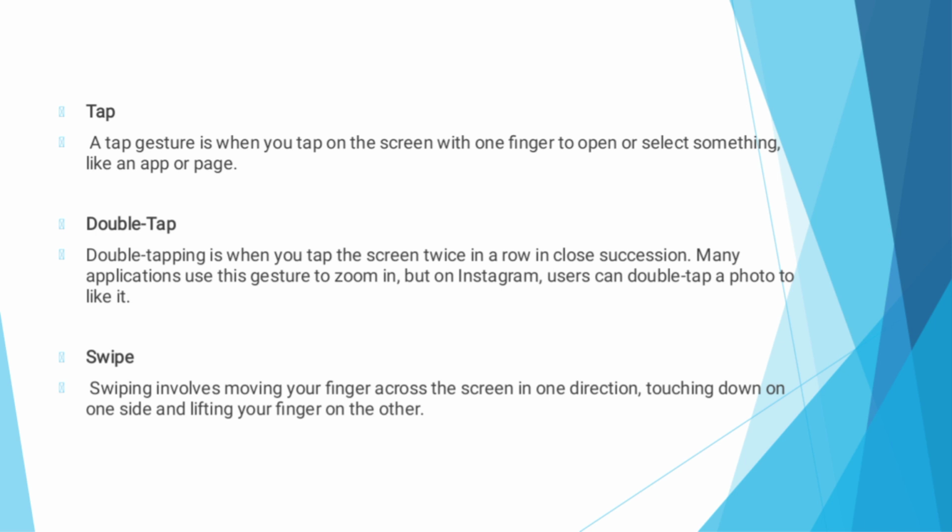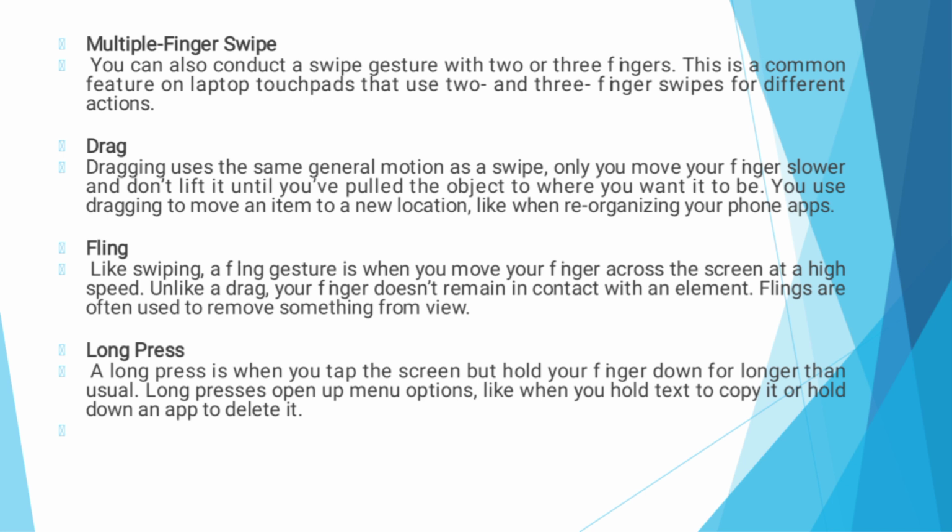Then swipe involves moving your finger across the screen in one direction, touching down on one side and lifting your finger on another side. Then multiple finger swipe. You can also conduct a swipe gesture with two or three fingers. This is a common feature on laptop touchpads that use two or three finger swipes for different actions.